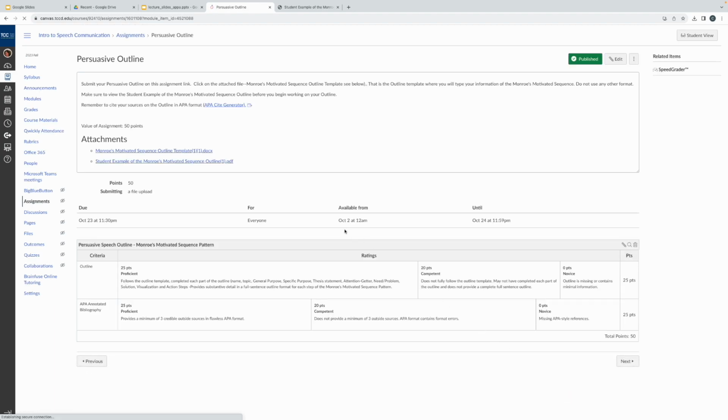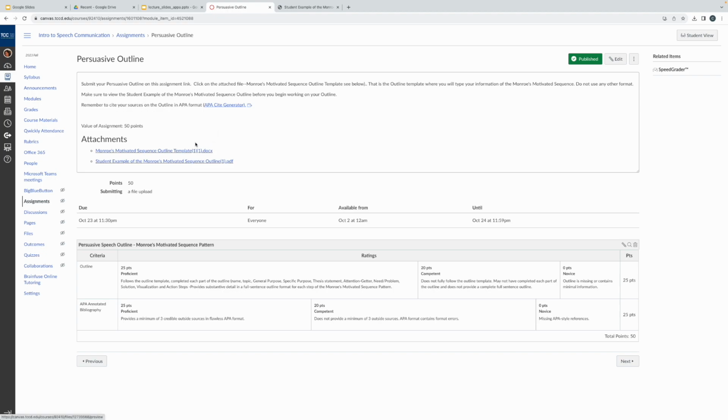Okay, there it goes. So this is a persuasive outline. I went ahead and included the APA citation generator here so you could be reminded that you must cite your sources on the outline. These are the attachments. This is the outline template that you are required to use. Do not use any other format. And this is a student example of the Monroe's motivated sequence outline. This is the rubric to follow for your outline.